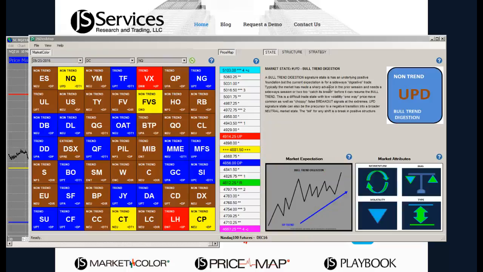The key is the tells from the condition. We have an expectation that this can be a digestive trade. Market got pressed a little bit to the upside too quickly, needs to catch its breath. We could have a low volatility one-way price move, which is common, as well as choppy false breakout signals at the extremes. Another part of this state is bull trend digestions can be the precursor to a negative transition into a broader neutral market state. And the tell for any shift is a break in positive structure.